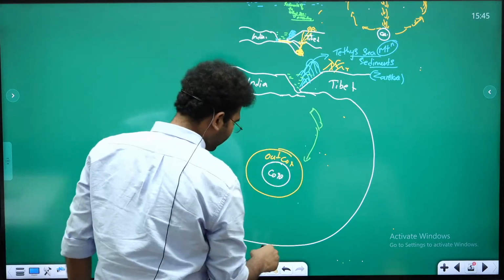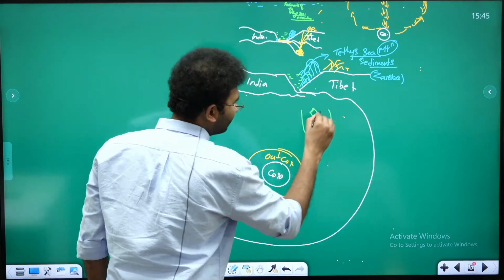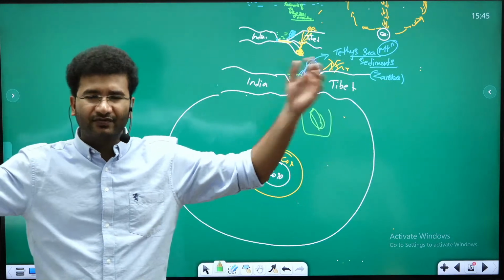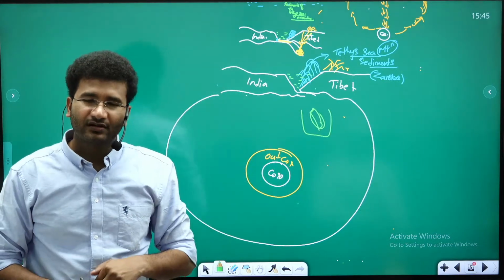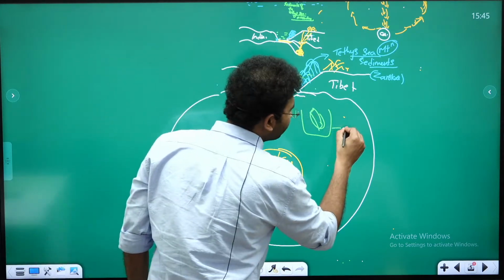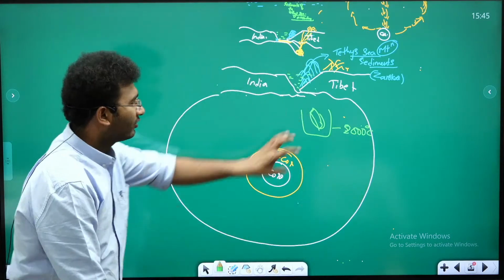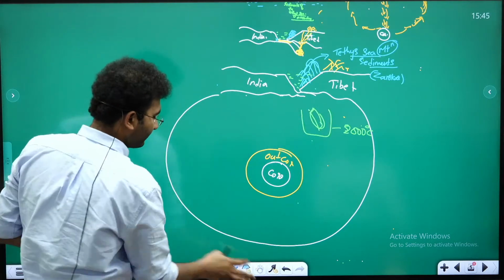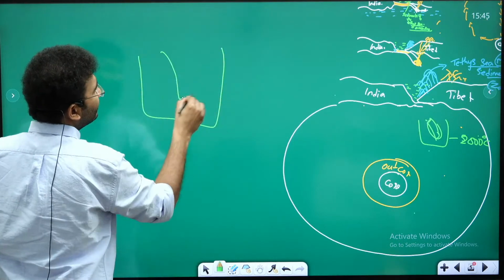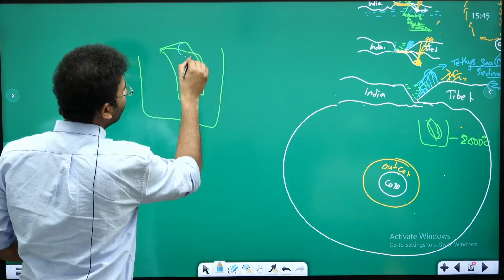Now see here, I told you the concept of partial melting. Imagine this is a big piece of rock, as big as the size of India. Now it is sinking down. While it is sinking down, imagine the temperature is 2000 degrees Celsius. Okay? Now let's take this and study it. Here, this is a piece of rock, and you know what a rock is? Rock is nothing but a collection of minerals.